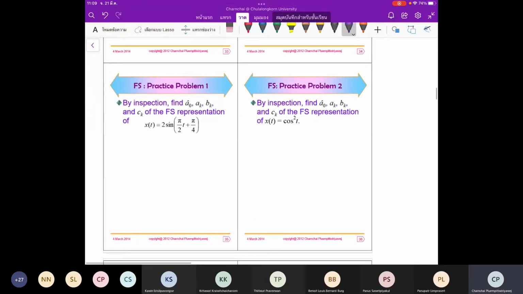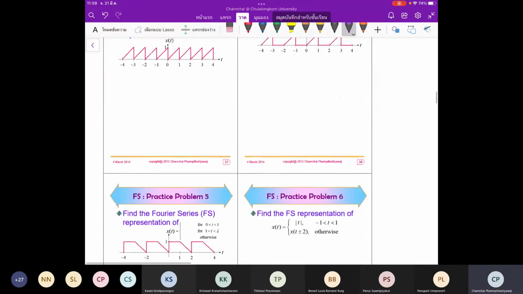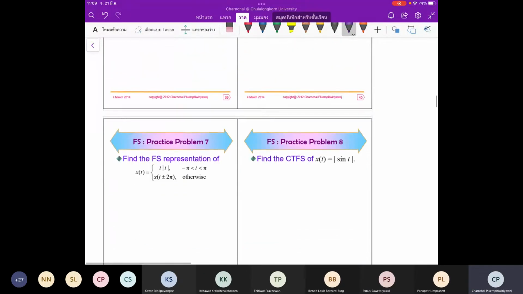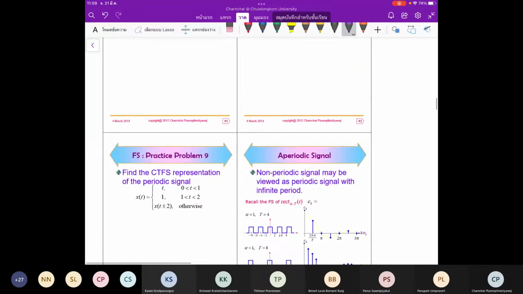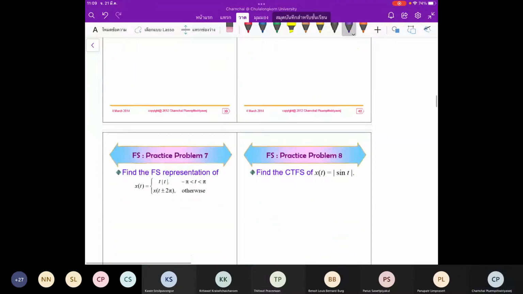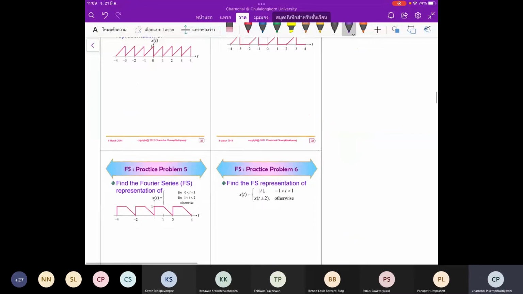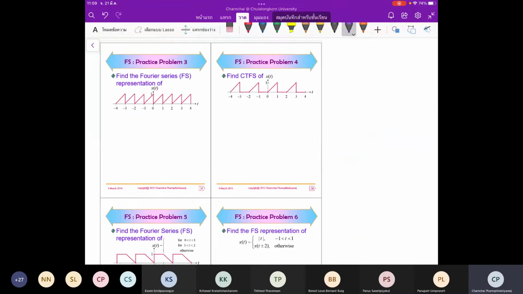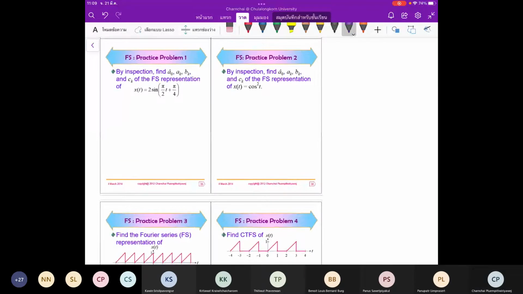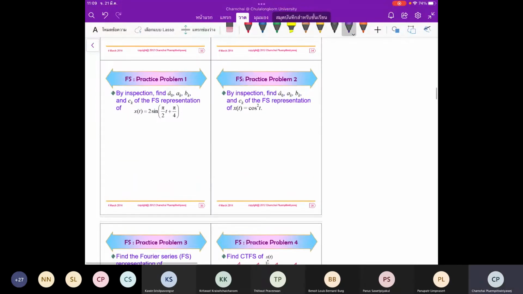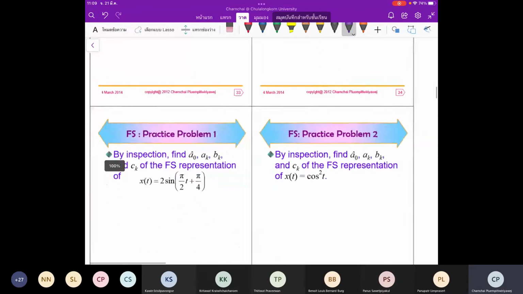For practice problem, we should have finished this last time. Oh my gosh, you're gonna have so many problems. Wow, a lot of practice problems for Fourier series. Okay, I want you to try this one. Yeah, try this one instead.